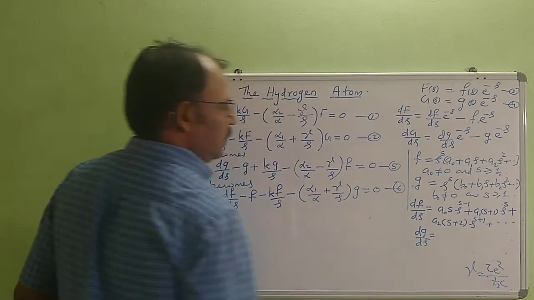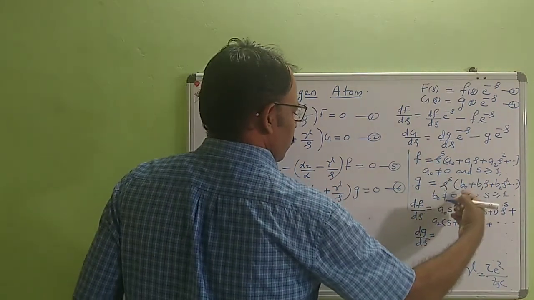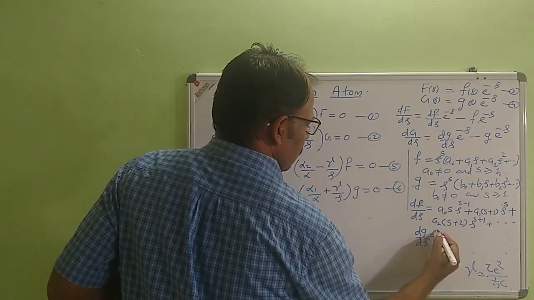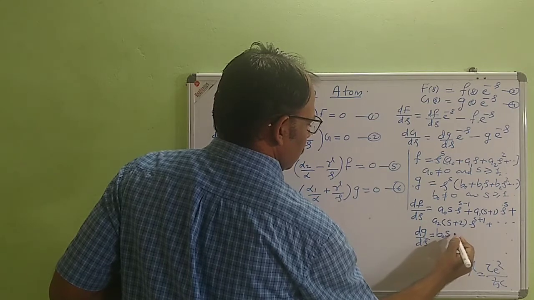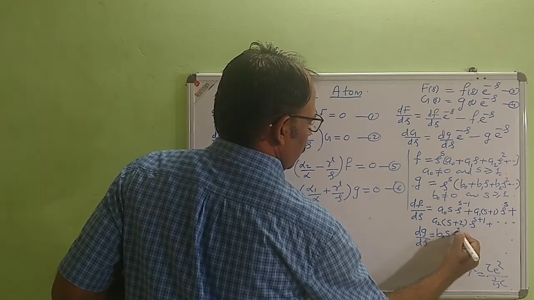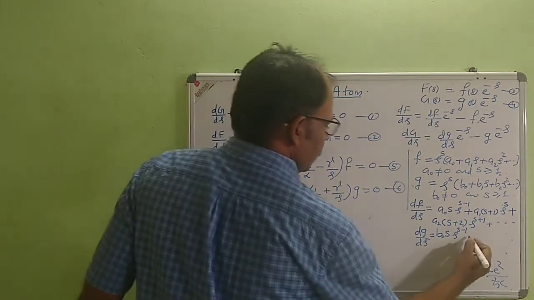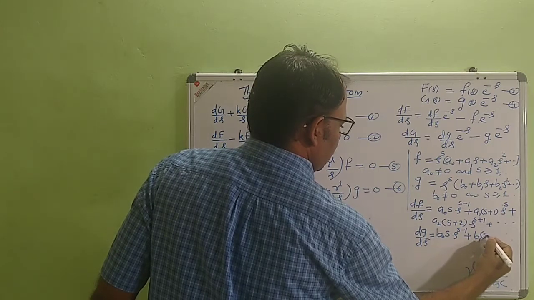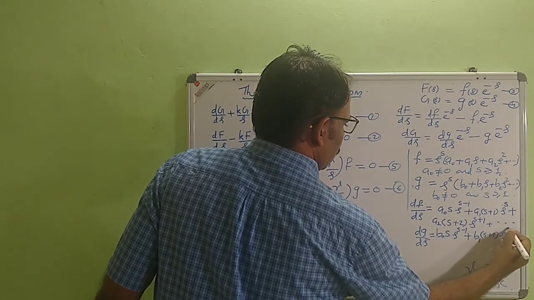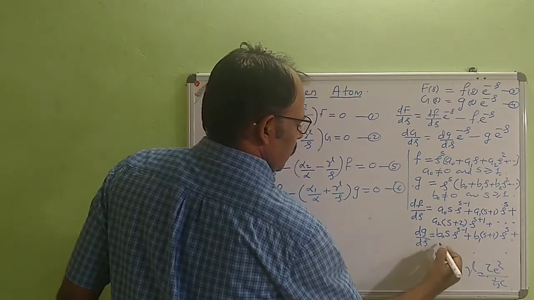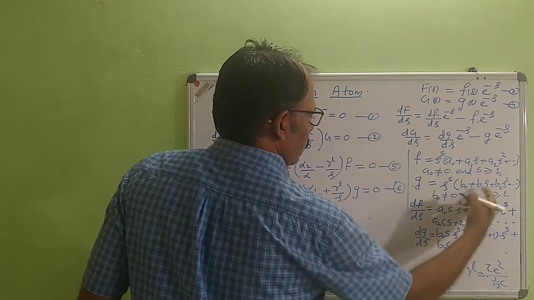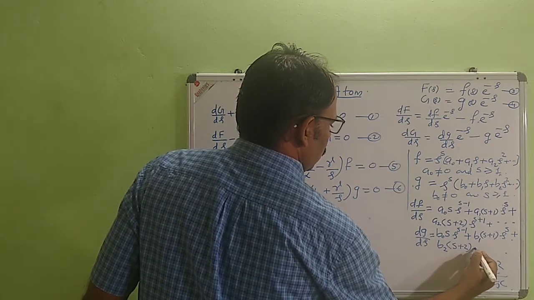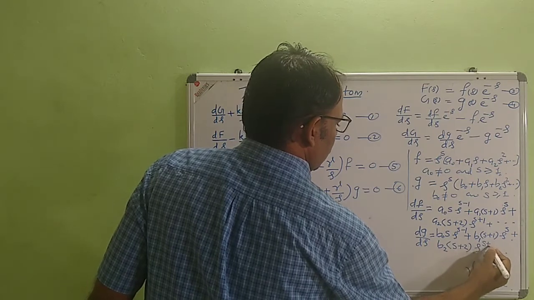dG by d rho. What is dG by d rho? Taking the differential of this one in a similar way, the first term is B0 rho raised to S, and the differential of that will be B0 S rho raised to S minus 1. The second term is B1 rho raised to S plus 1, and the differential of that is B1 S plus 1 rho raised to S. Next is B2 rho raised to S plus 2, and the differential of that is B2 S plus 2 rho raised to S plus 1.